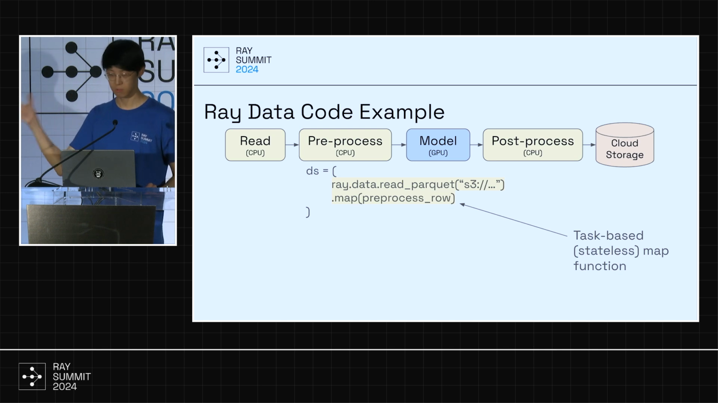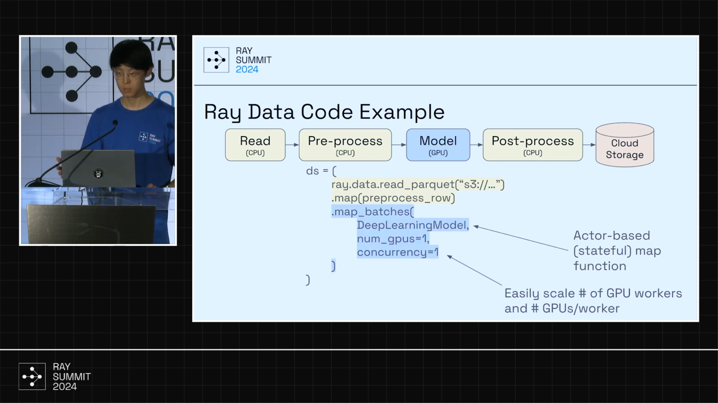So you would do that read, and then the next step would be the pre-processing step, which we can express with a map operation. In this case, we're just applying a stateless transformation to each row of the data set. So we can use this task-based or stateless map to express that.